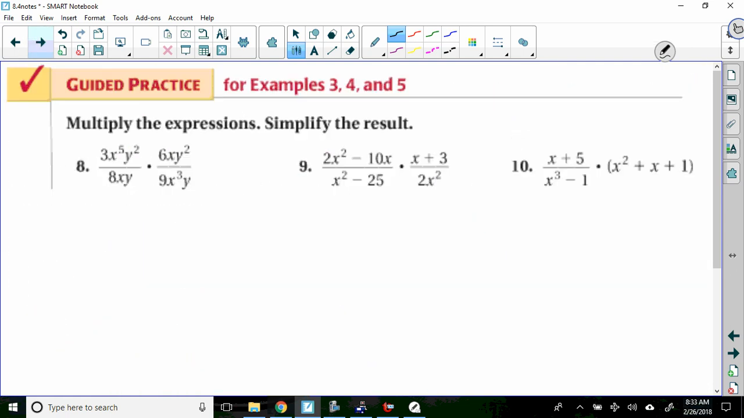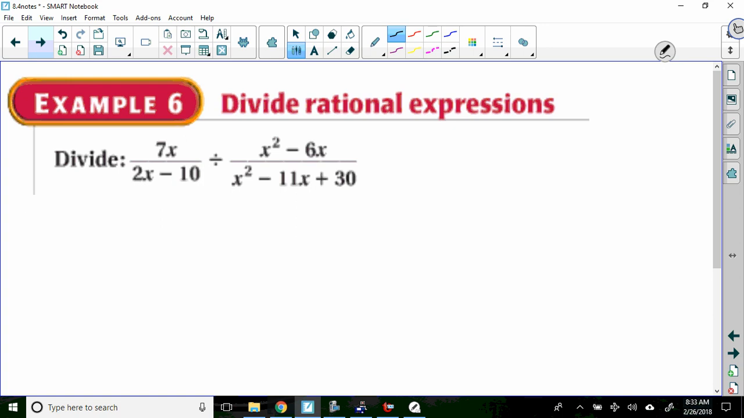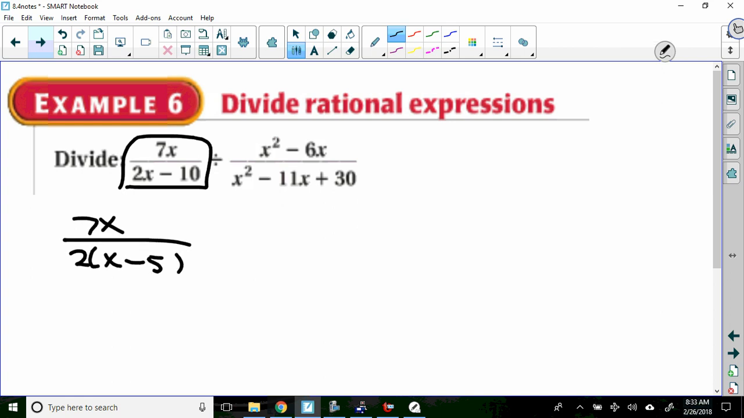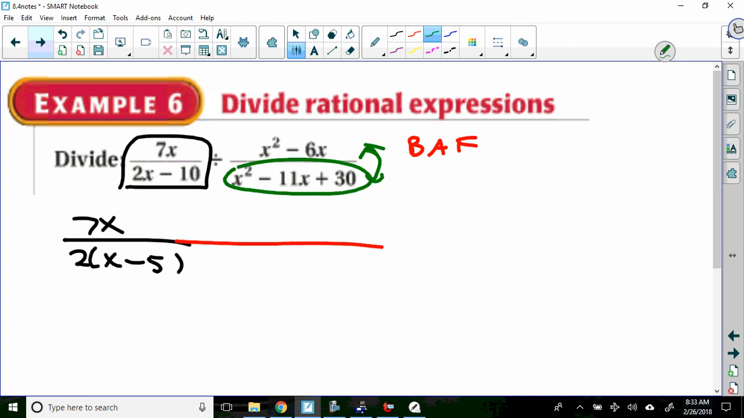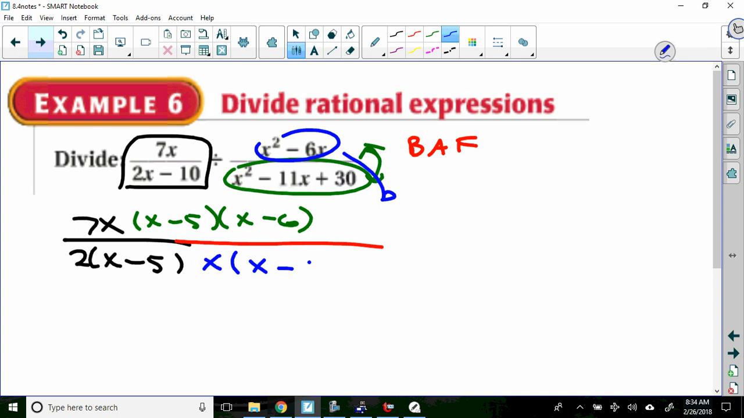When you divide, you're going to leave the first fraction alone, the 7x over 2 times x minus 5. And when you divide by a fraction, it's the same thing as multiplying by the reciprocal. Just make a big fraction. So I'm going to be flipping or inverting this. I'm going to factor this denominator, but that's going up to the numerator. So that's going to be x minus 5 and x minus 6. I'm going to factor this numerator, but it's going down to the denominator. So that's going to be x times x minus 6.